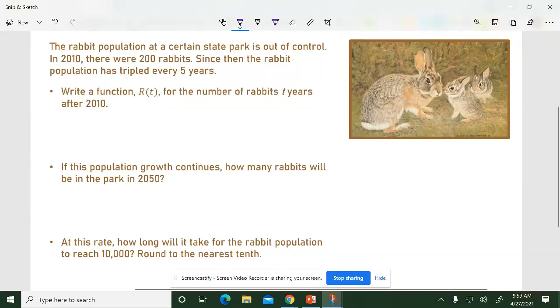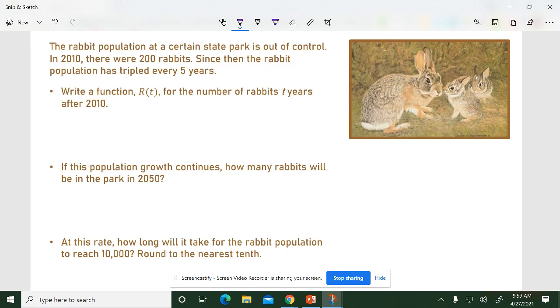Right, we're going to do some modeling with exponential functions where it gives us a scenario. We have to come up with a function that matches that scenario, and then we'll use that to answer some questions. So the first situation here involves rabbits at a state park. It says the population is out of control.